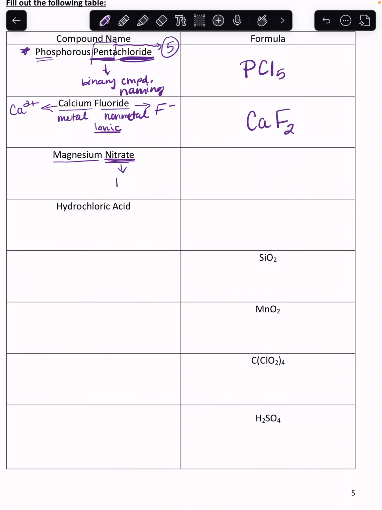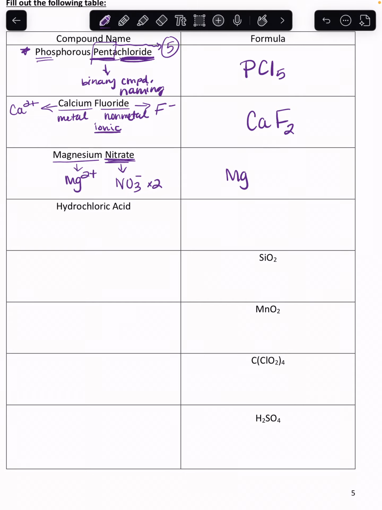Oh, look at that. NO3-. Okay. Now I ask myself, what is the charge on magnesium? Mg2+, group 2, right? So I have to see how to balance these. I'm thinking I'm going to need 2 nitrates to balance out my magnesium. So when I go to write it, it's going to be Mg.